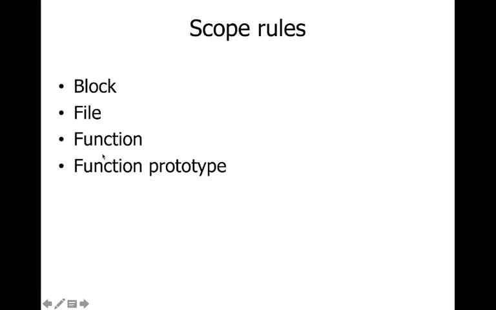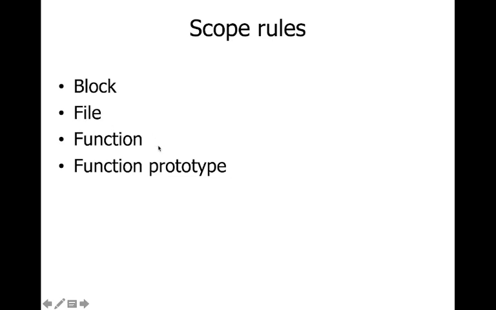Second is file scope. This means that the identifier can be used anywhere in the current file. File scope means whatever variables we use will be visible all throughout the file. Global variable, we have already seen that example. So global variable is an example of file scope.